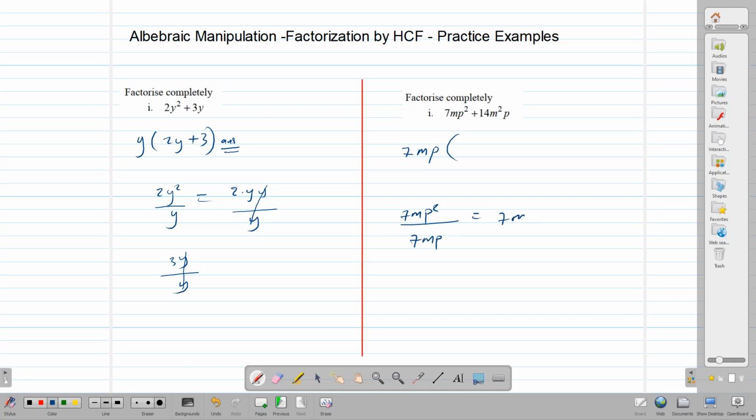Writing it out gives us 7mpp over 7mp. Both 7s cancel each other out, both m's cancel each other out, and that p cancels this p. That leaves us with just p. Put our plus sign, and then we divide our 14m squared p divided by 7mp. When we write that out, we have 14 times m times p over 7 times m times p. 7 into itself goes 1 time, into 14 goes 2. Our m's cancel, our p's cancel, and all that we're left with is our 2 and our m. So we write it as 2m. We close our bracket, and that is our answer. And that is how we factorize using the highest common factor.